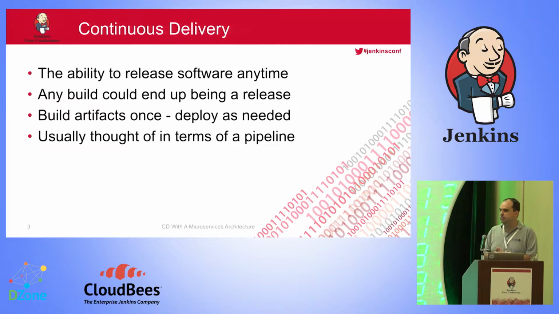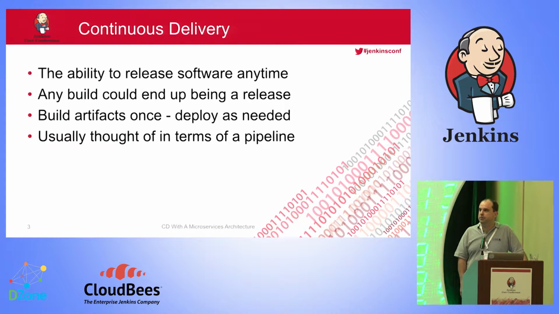Primarily, one of the impacts is around versioning. How do we version the software? We'll see that a little bit later in the talk. Also, there's this concept that we want to build the artifacts once and then deploy them as we need. So again, any build is going to produce artifacts. It could end up being artifacts that get deployed to production.